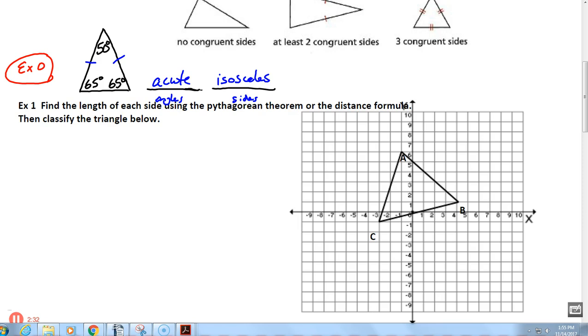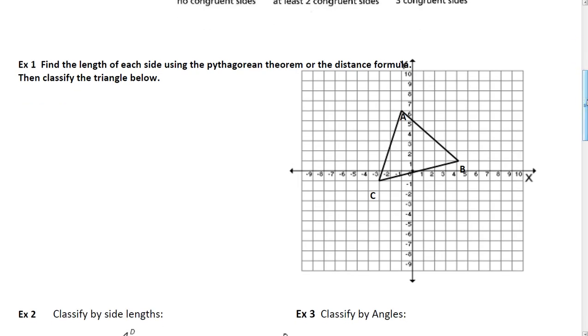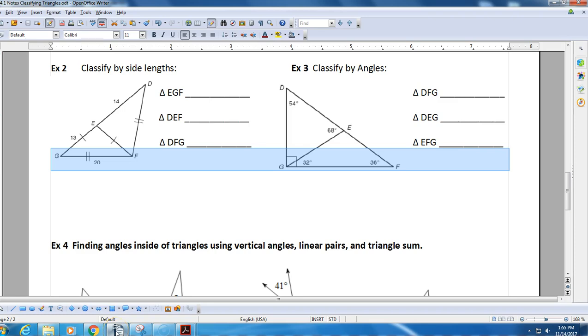Now I jump right into a tough one, example 1, and say find the length of each side using the Pythagorean theorem or the distance formula. Classify the triangle below. Your notes actually look a little bit different than mine because I think I put in the Pythagorean theorem and the distance formula. Is that right? Alright, so just know that your notes already have that on there. And my triangle looks funky, so I'm going to just go to the real notes. I think they're chilling right here.